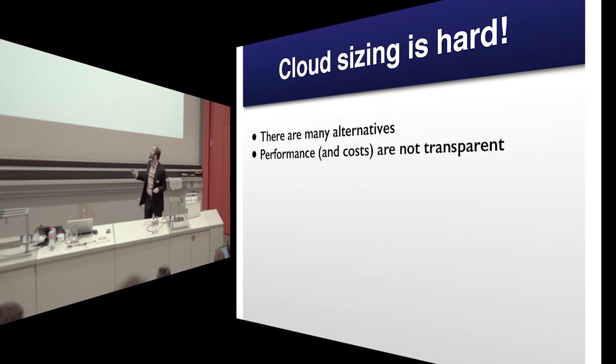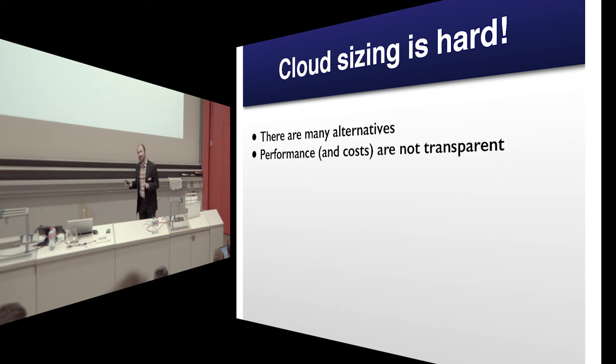The first one is there are just a whole lot of services out there. The cloud market is extremely intransparent. There are a bunch of them out there. If you just look at the infrastructure layer, to some extent the service you get is relatively comparable, but there are just a lot of different options. And then, of course, the cloud providers are almost by definition not particularly transparent with what they're actually giving to you.